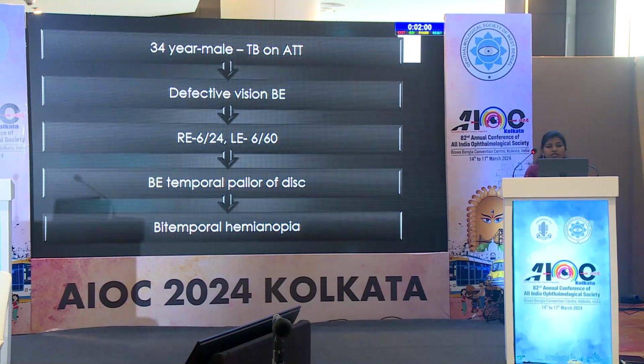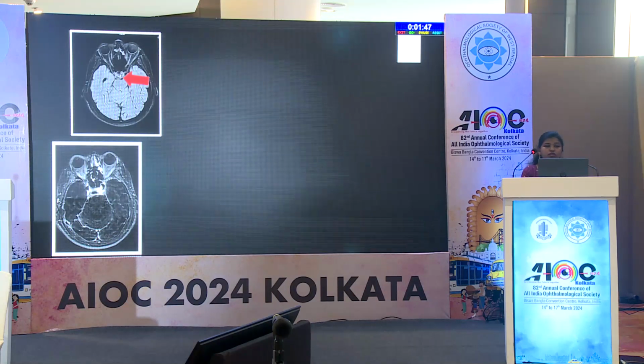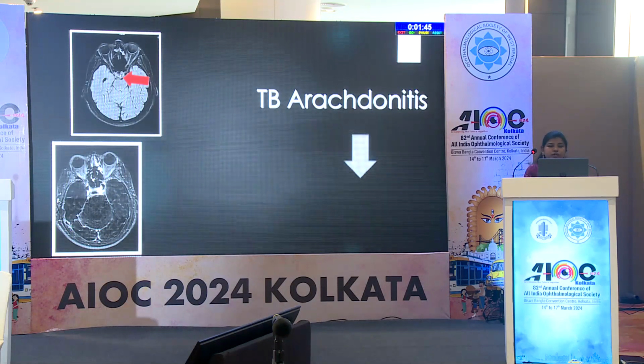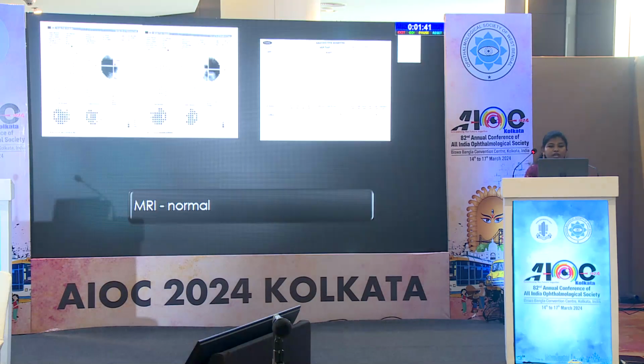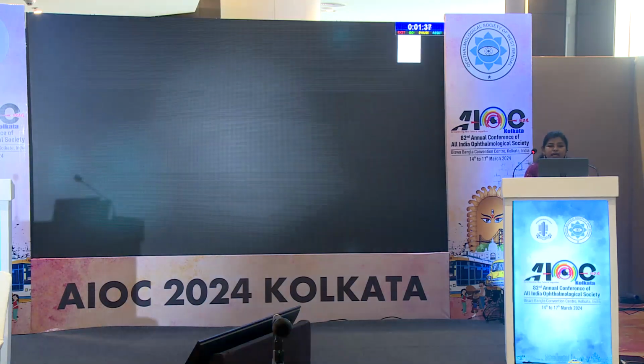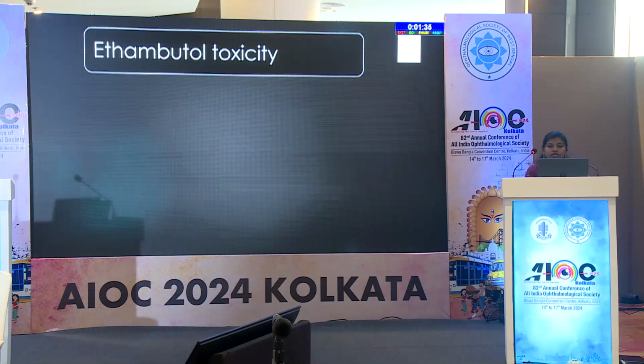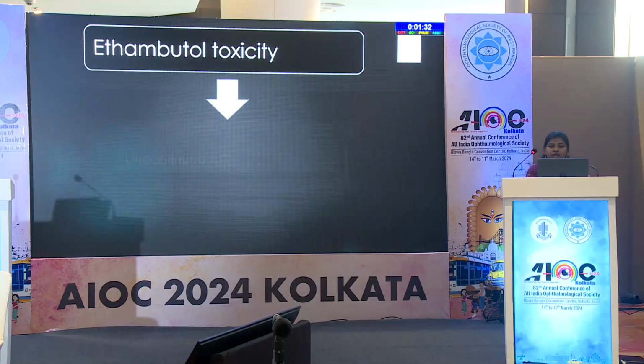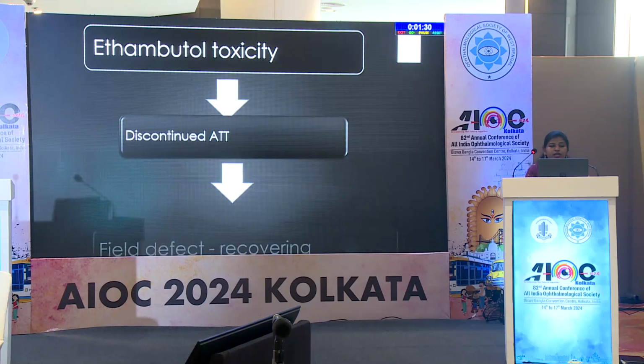The next two patients presented with tuberculosis, on ATT, with defective vision in both eyes. Fundus shows temporal pallor in both eyes and the field shows bitemporal hemianopia. We proceeded with MRI, and in the first case it shows features suggestive of TB arachnoiditis, and it was treated with ATT. In the next case, the MRI was normal. The VEP shows decreased amplitude, and it was diagnosed as ethambutol toxicity. We discontinued the ATT, and the field improved.